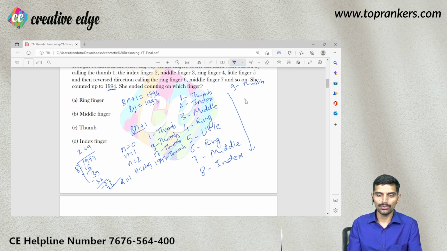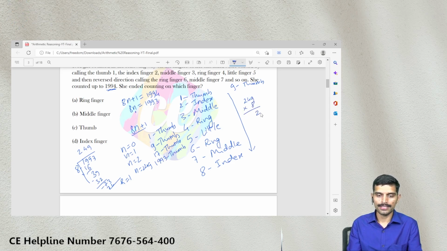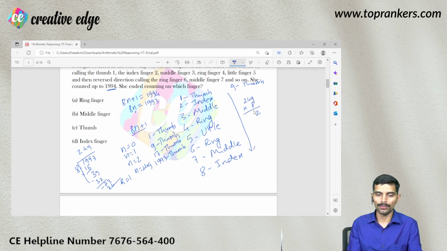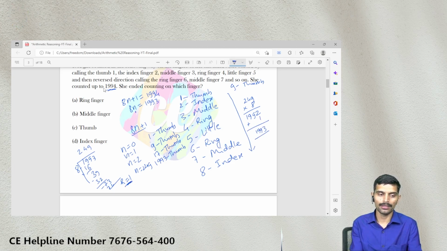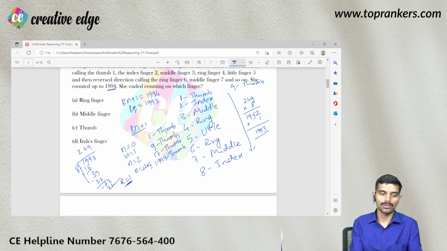So let's calculate 249 into 8. 8 nines are 72, 8 fours are 32 plus 7, 39, 8 twos are 16 plus 3, 19, plus 1, that is 1992. So we need to add one more because the remainder is 1 here. So remainder, thumb, then index. So the correct answer will be index finger, right?